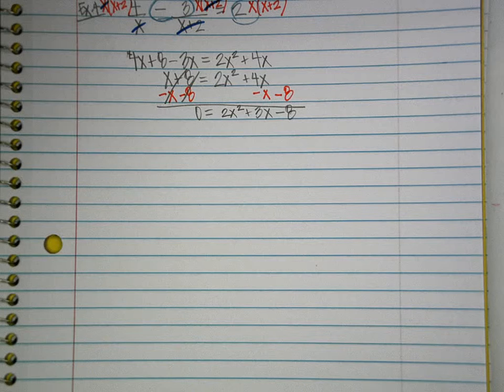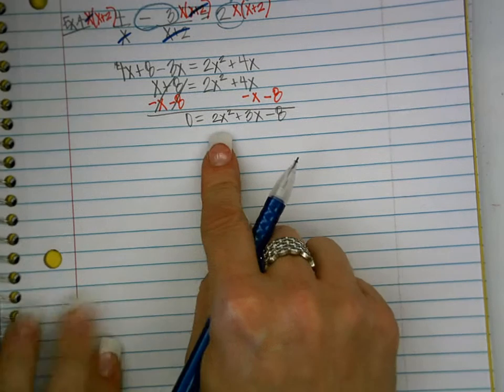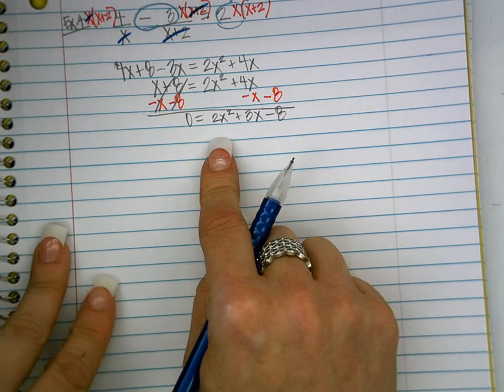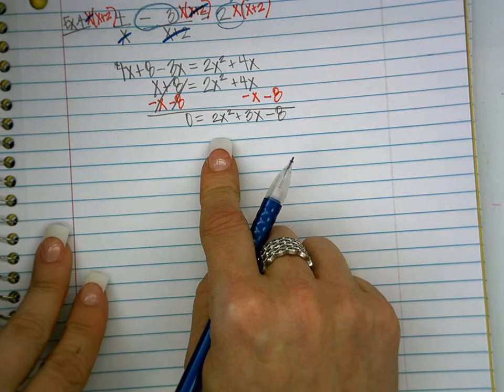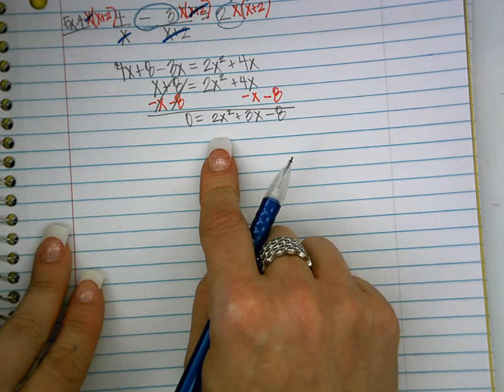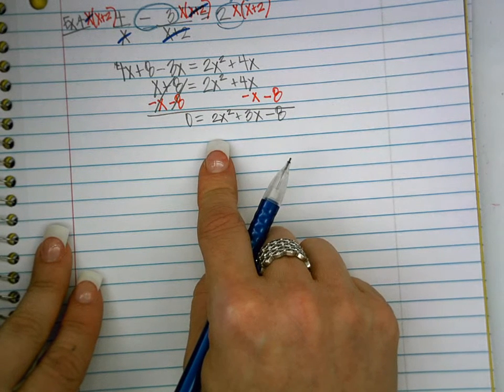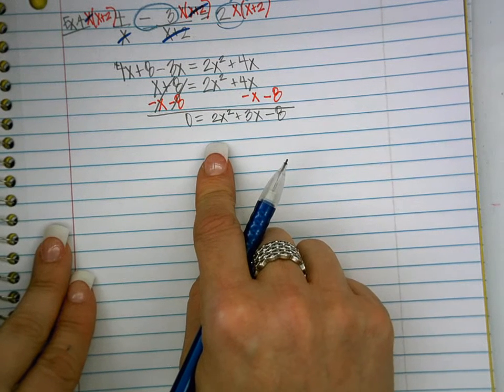Does anyone remember? We haven't done this for a little bit, okay? But if something is not factorable, you have to use the quadratic formula. You do have to memorize the quadratic formula. You should already have it memorized from Algebra 1. It's the one with the song. You need to write it down.